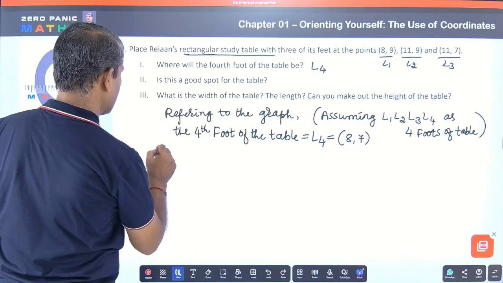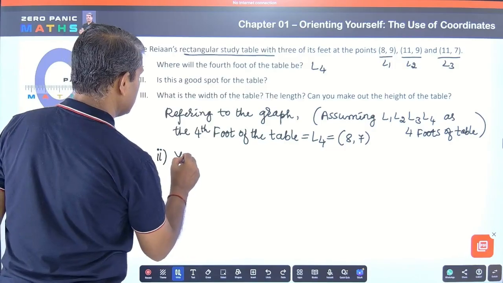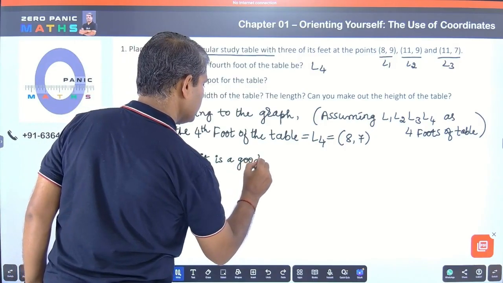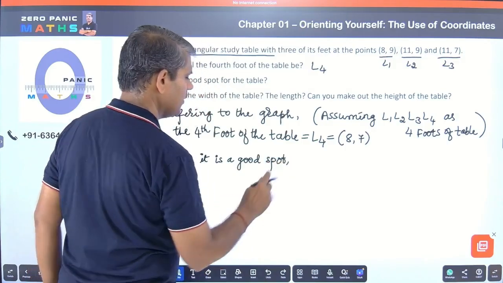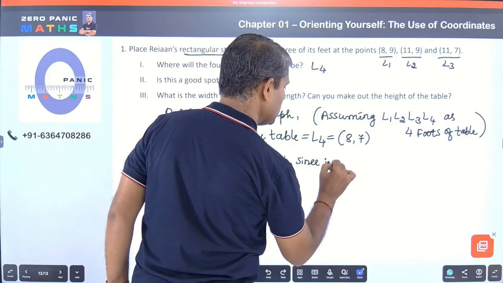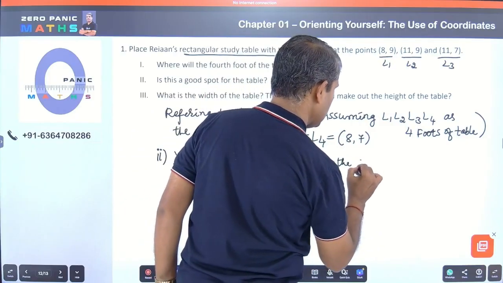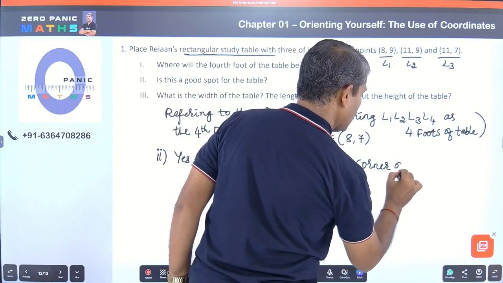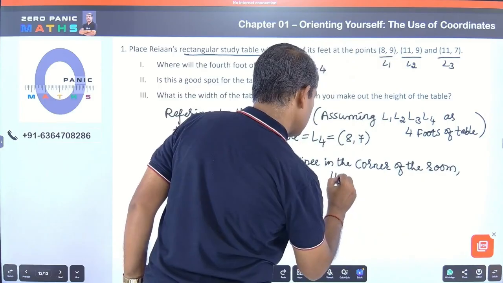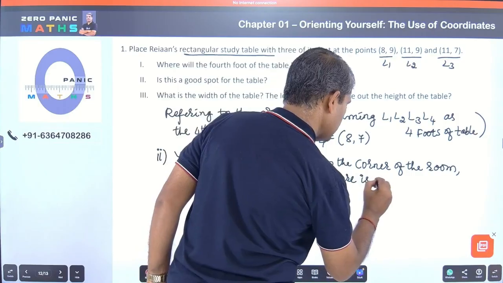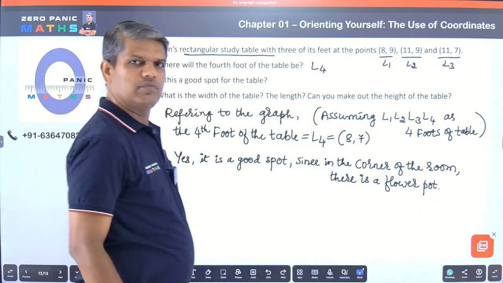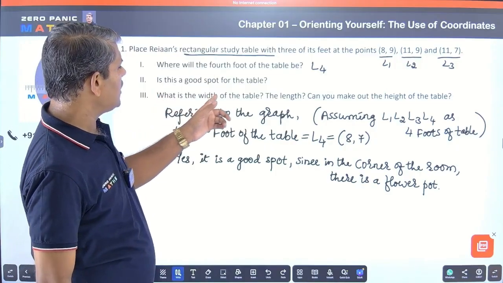So as the answer to the second question, you can write: yes, it is a good spot, since in the corner of the room there is a flower pot. You can answer that. Okay, now the next question is, what is the width of the table? The length of the table.